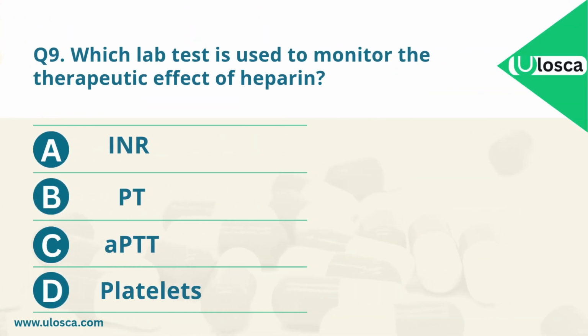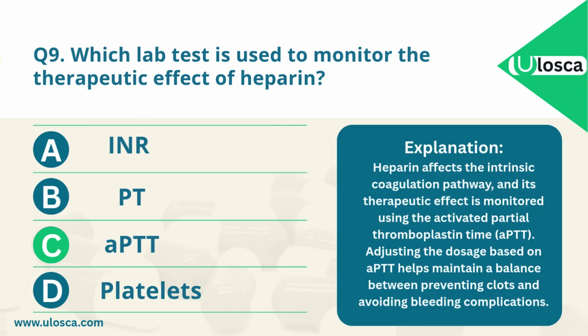The correct answer is C. APTT. Explanation. Heparin affects the intrinsic coagulation pathway, and its therapeutic effect is monitored using the activated partial thromboplastin time. Adjusting the dosage based on APTT helps maintain a balance between preventing clots and avoiding bleeding complications.